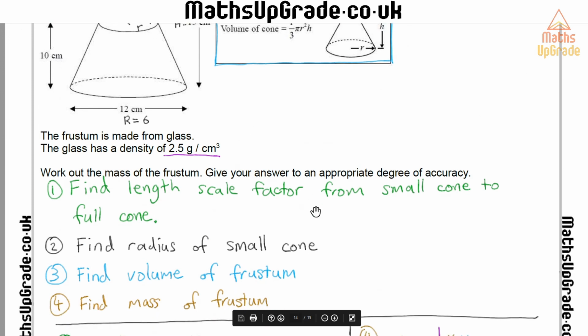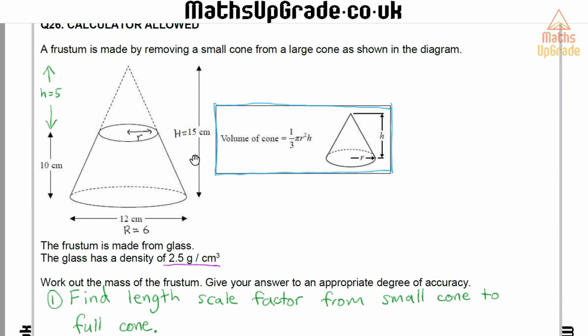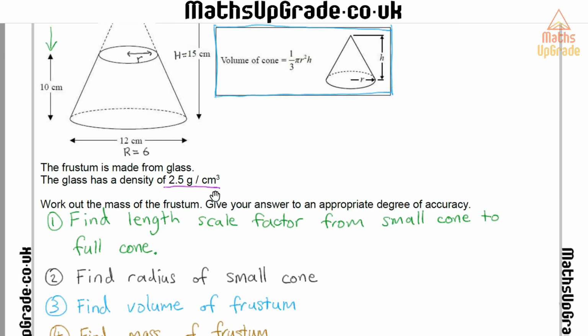Now I'm going to find the volume of the frustum. To find the volume of the frustum, I'm going to find the volume of the whole big cone, and I'm going to subtract the volume of this small top cone that was removed. That'll leave me the volume of this frustum. So let's do that now.